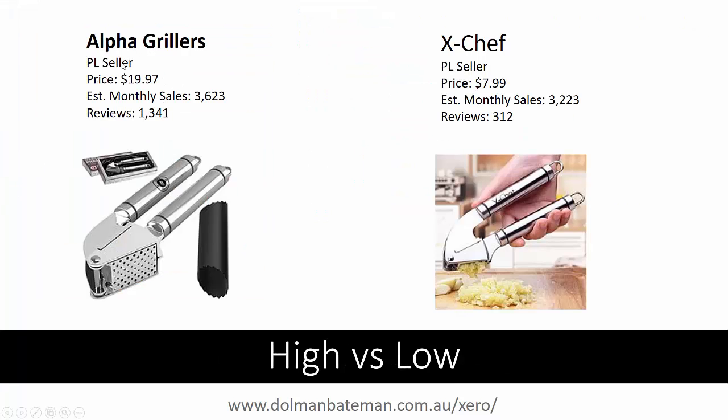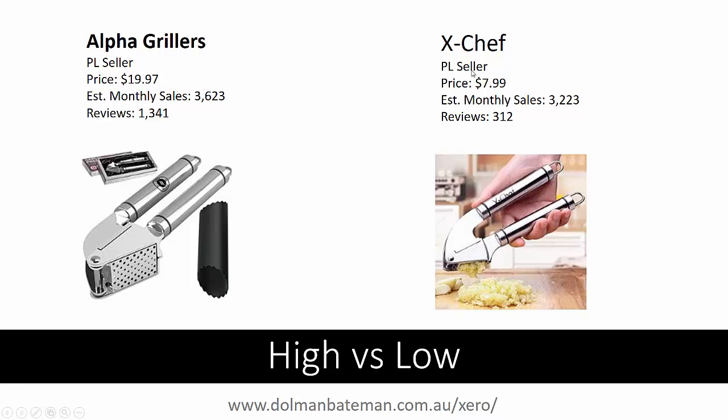Alpha Gorillas, private label seller. It hasn't got any other major brands that we can see in there. It's got a price of $19.97, estimated monthly sales of 3,600 per month. Number of reviews, 1,300.